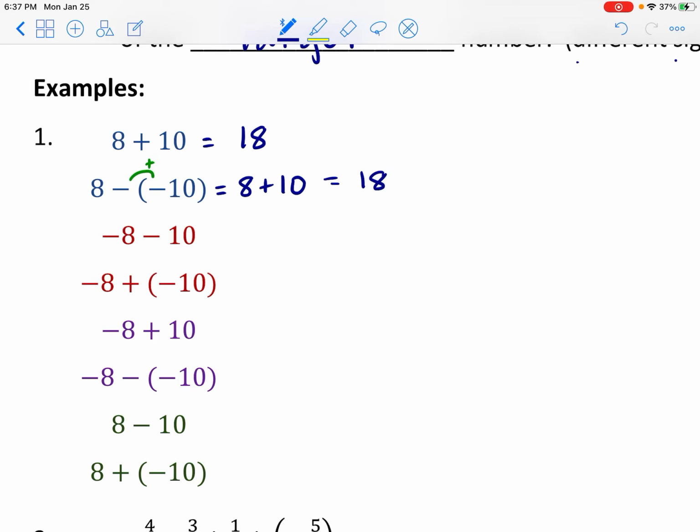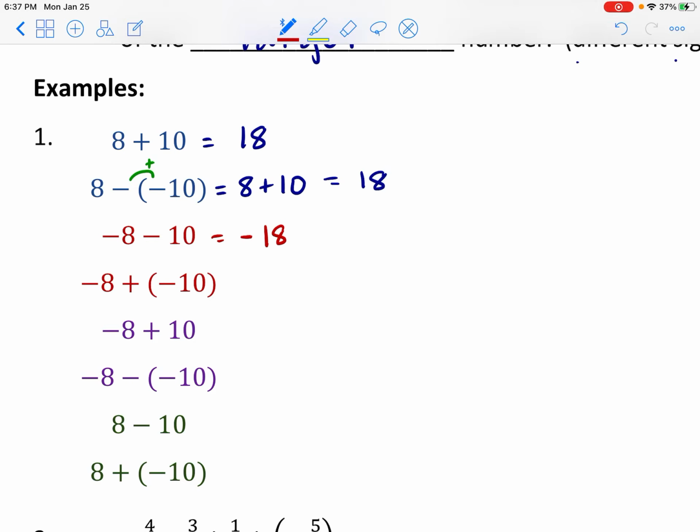Now the next one, we have a negative 8 and a negative 10. Well, a negative 8 and a negative 10 is just like the positive 8 and the positive 10. Same sign, so we're going to add them. We're going to get 18, and we're going to keep the sign, so it's going to be a negative. And let me keep my colors consistent here. So we're going to add these. 8 and 10 makes 18, and we keep the sign, so negative.